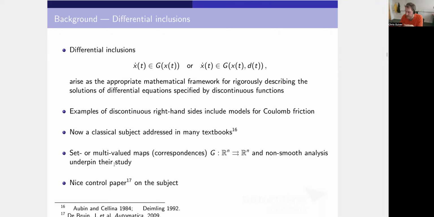From a control perspective, there are some nice papers on this subject. I highlight this Automatica paper from 2009.